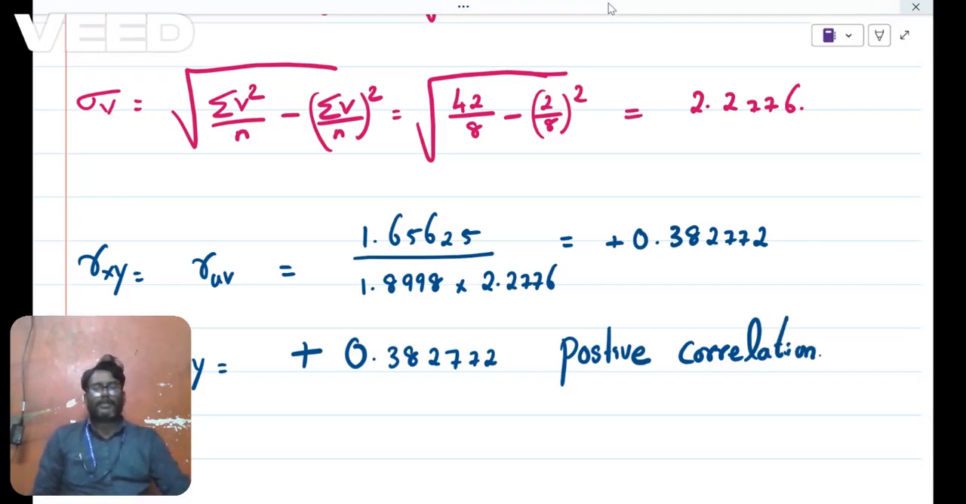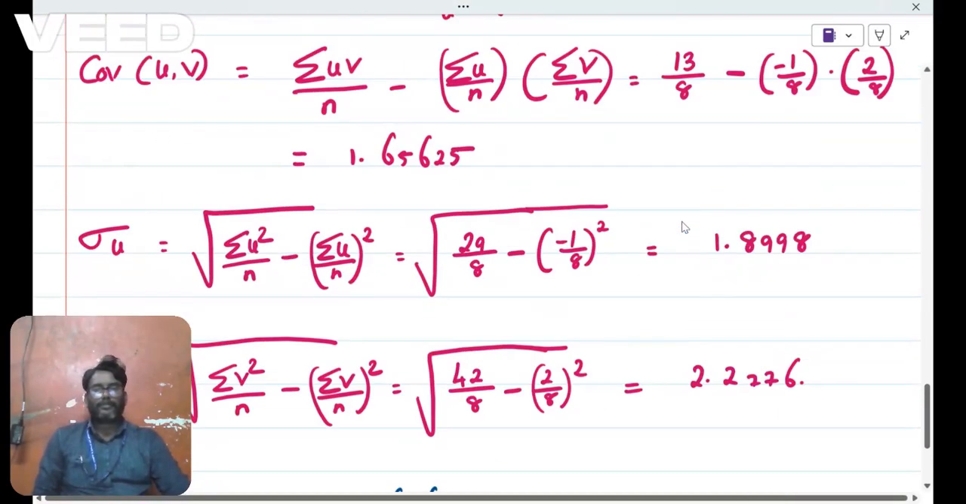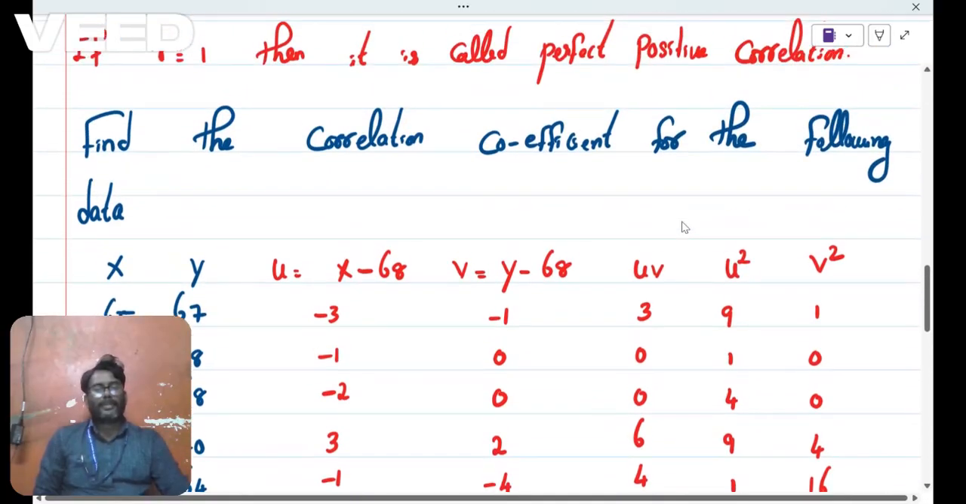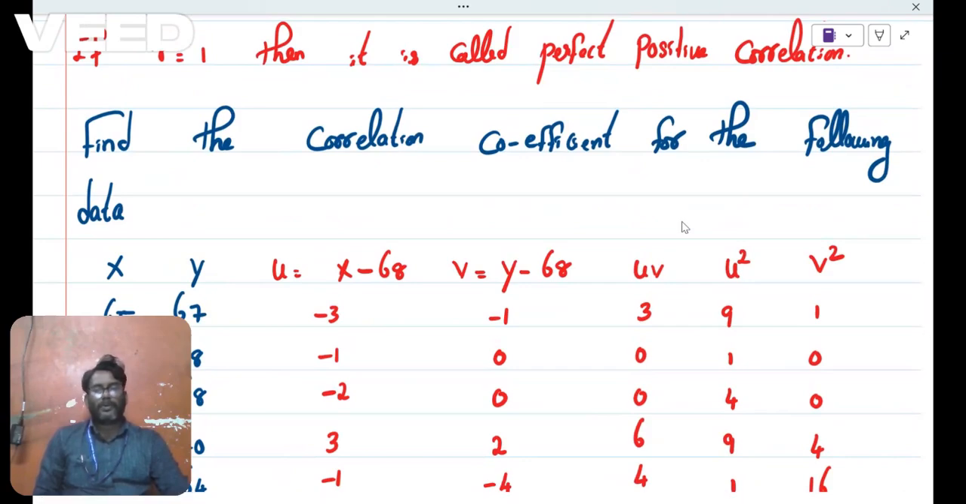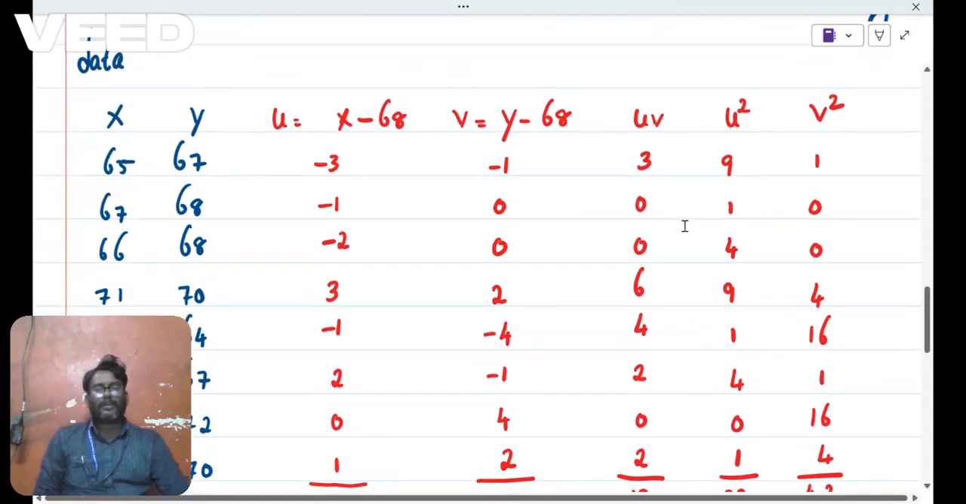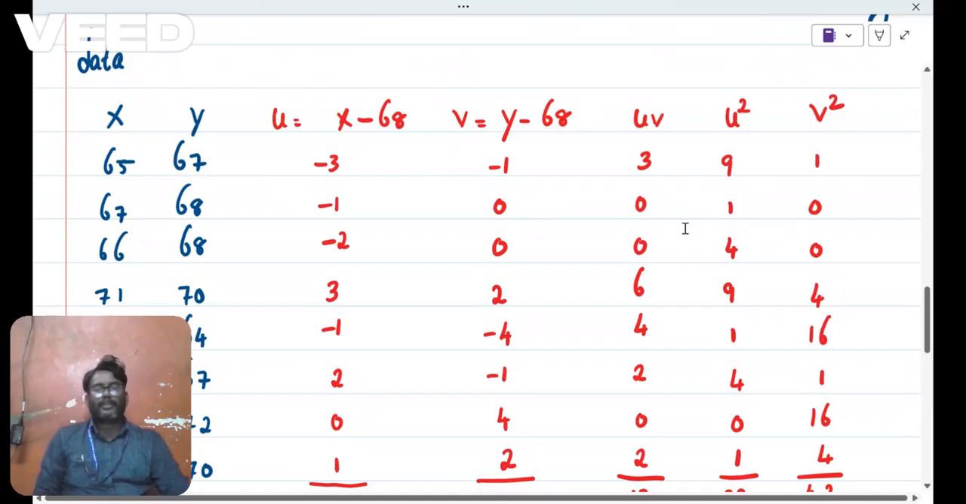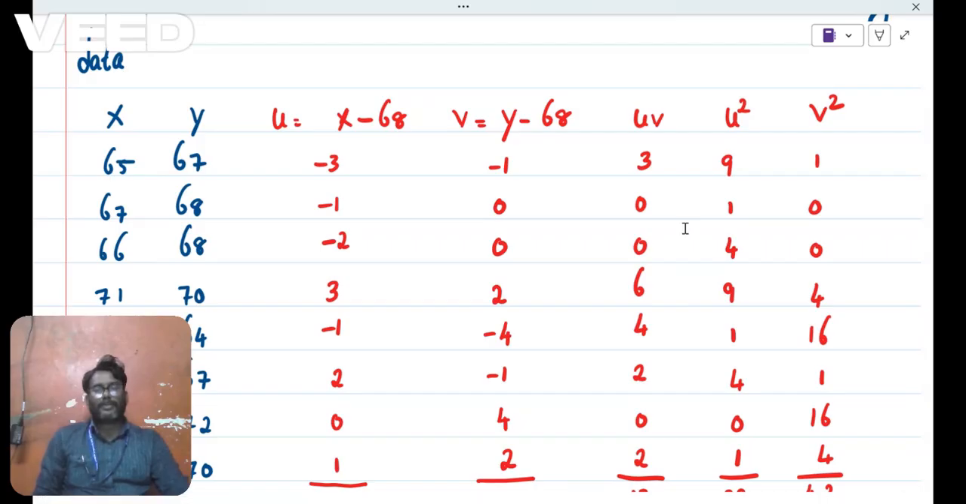So once again I will explain. Listen. The question is: find the correlation coefficient for the following data. The values of x and y I have written column-wise. The first column represents the value of x, the second column represents the value of y. Here the values of x and y are two-digit numbers, and squaring them and then adding will be a little bit hard. So we have to shift it. If possible, we will do the scaling also.